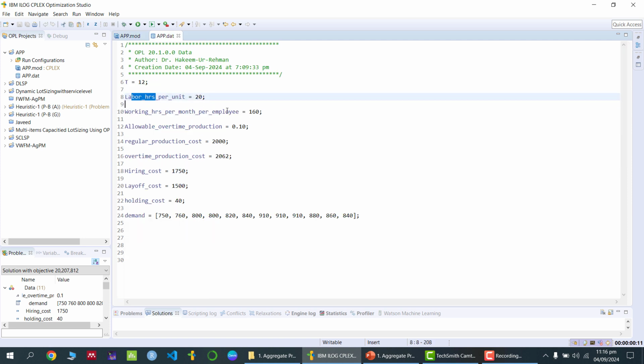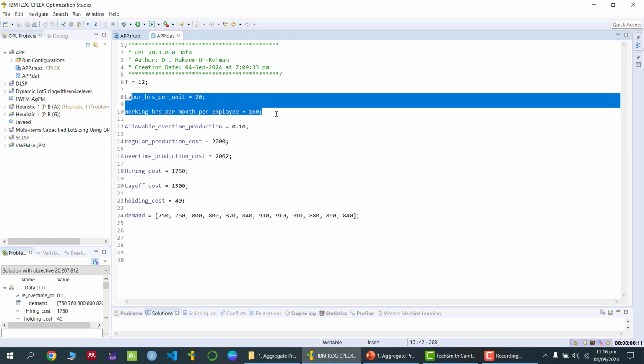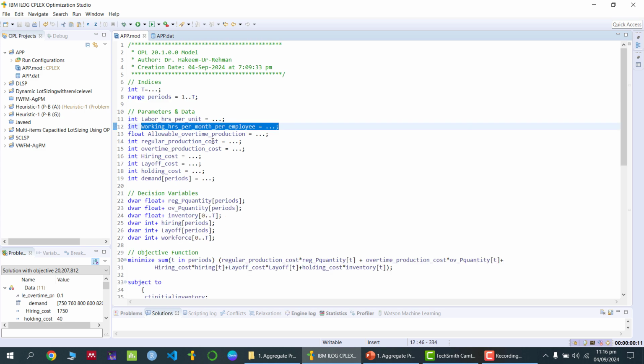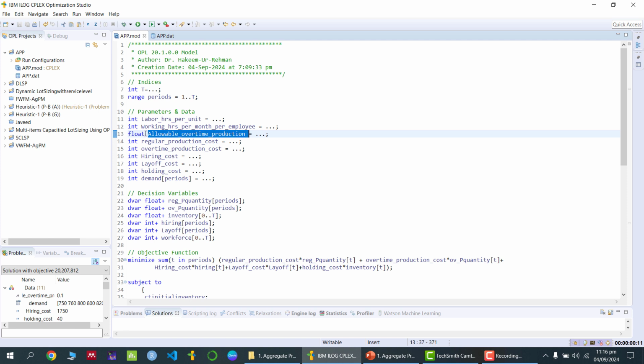So using these, we can calculate how many units each worker can produce in a month, which we can calculate with the help of 160 divided by 20. So we will get the number of units that each worker can produce, which is 8. Then they have given us the information regarding allowable production, which is a fraction. That's why I'm using float.